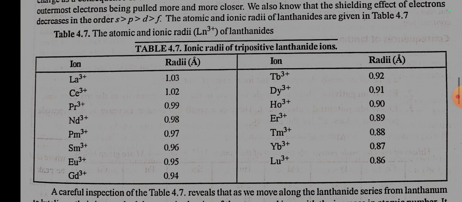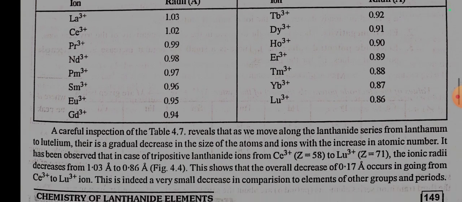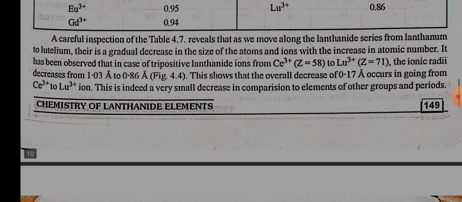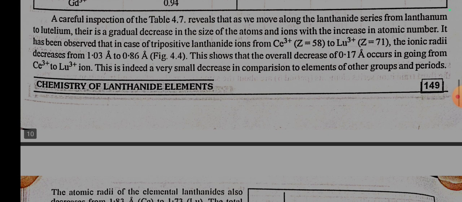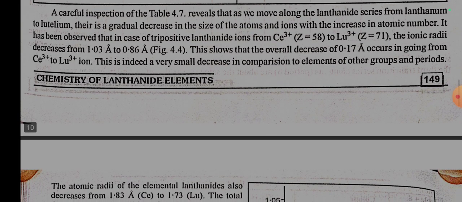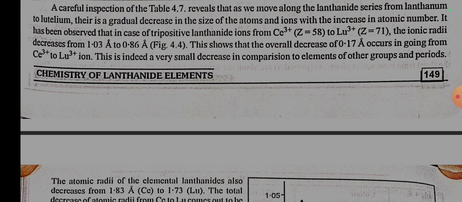The atomic and ionic radii of lanthanides are given in table 4.7. A careful inspection of table 4.7 reveals that as we move along the lanthanide series from lanthanum to lutetium, there is a gradual decrease in the size of the atoms and ions with the increase in atomic number. It has been observed that in case of tripositive lanthanide ions from Ce3+ to Lu3+, the ionic radii decrease from 1.03 Å to 0.86 Å. This shows that an overall decrease of 0.17 Å occurs in going from Ce3+ to Lu3+ ion.